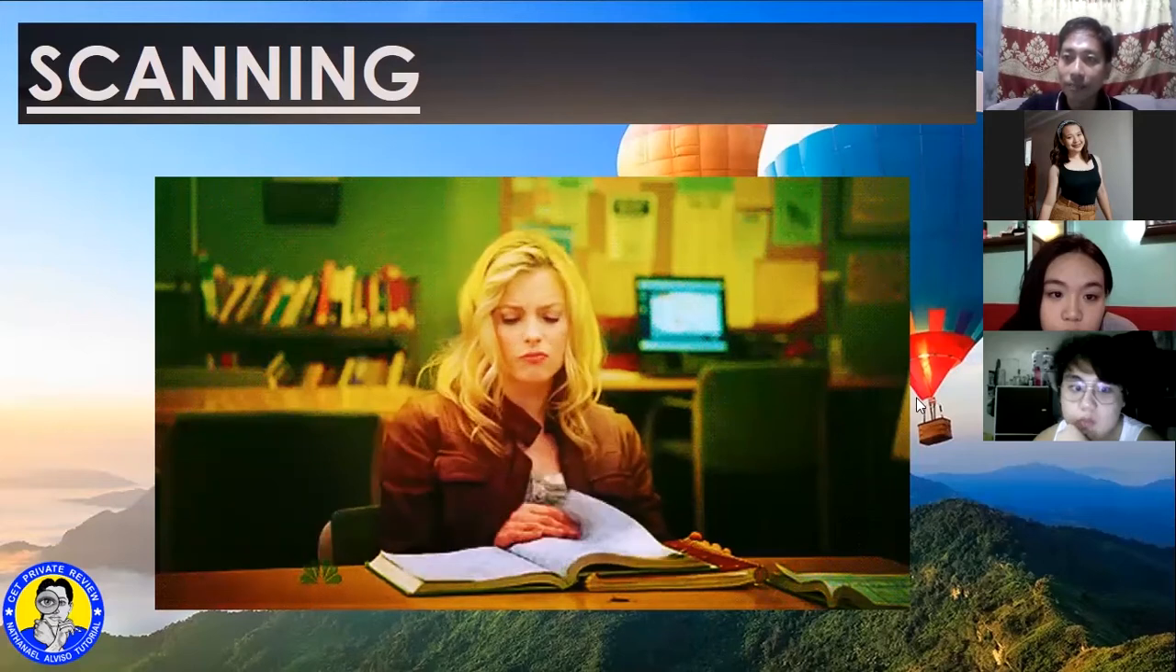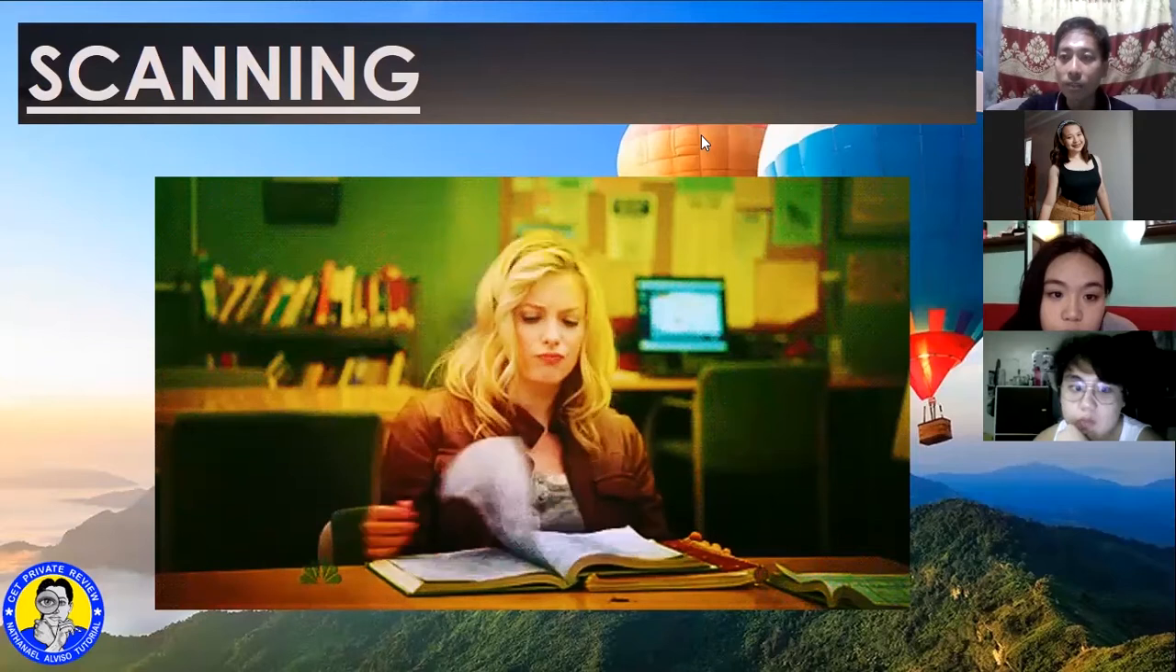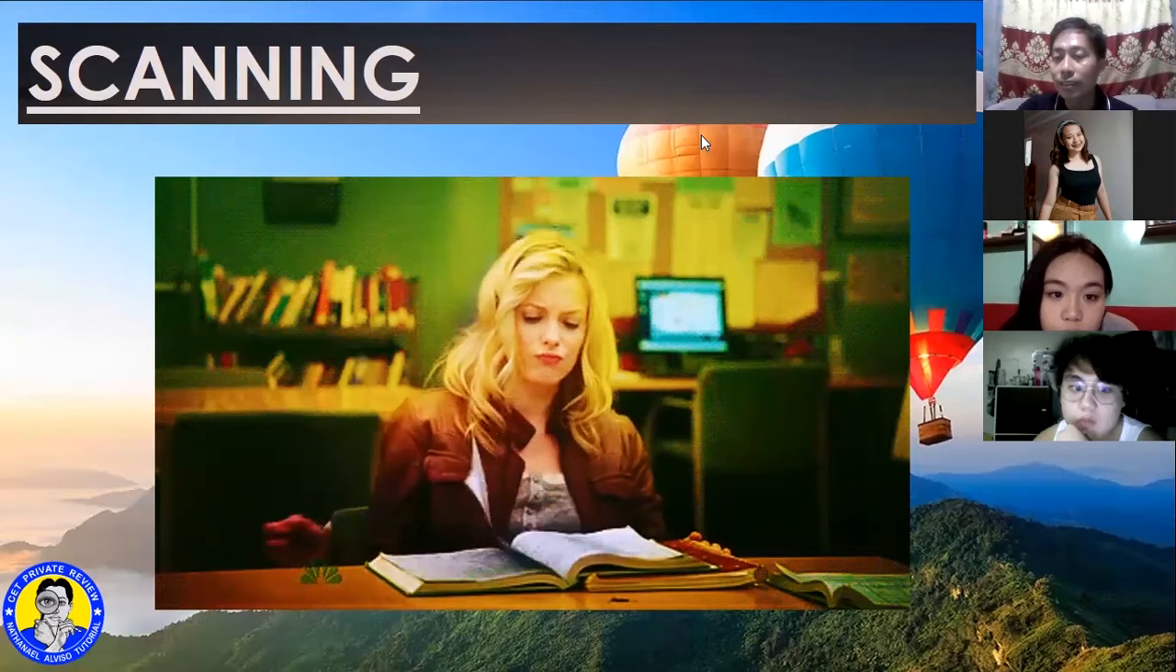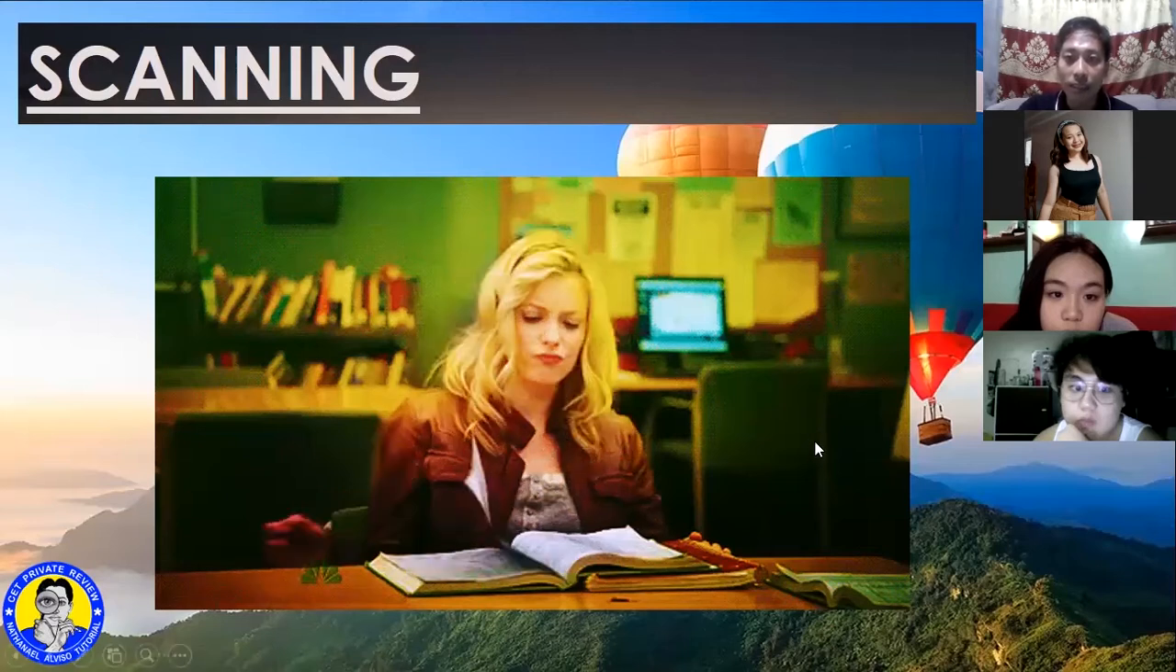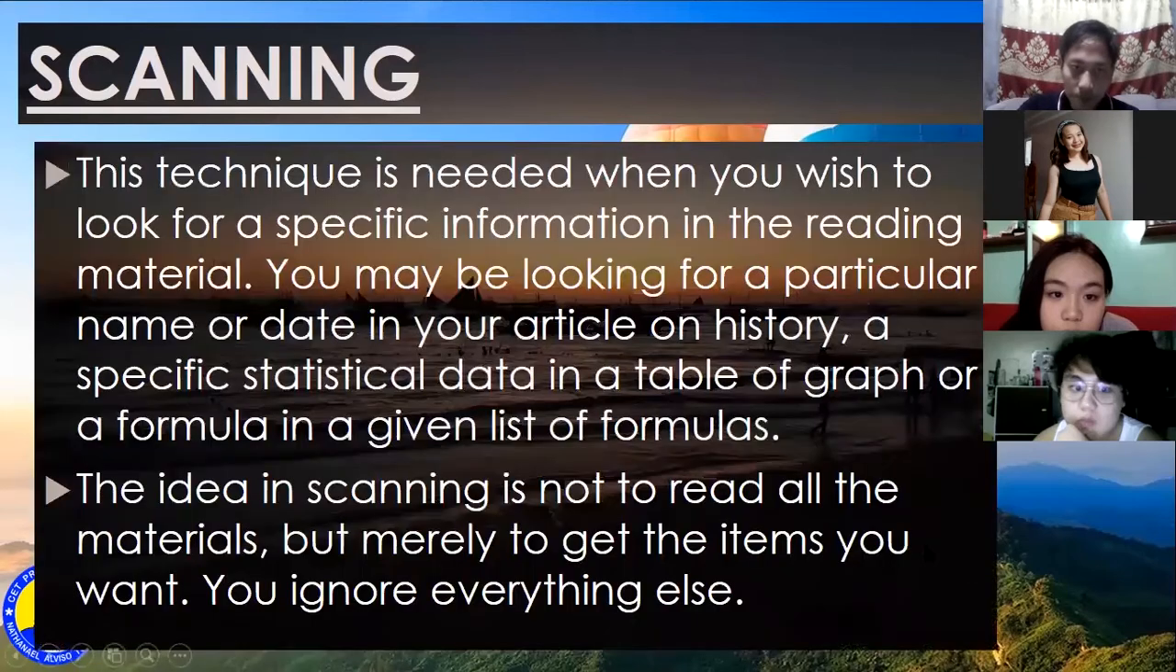Okay, I thought there's a question. So in order for you to know the details, that's the time that you go to scanning. So scanning is looking for the details after you have read the question. All right, so this technique is needed when you wish to look for a specific information, like you read the questions already. And you may be looking for a particular name or date in your article on history.